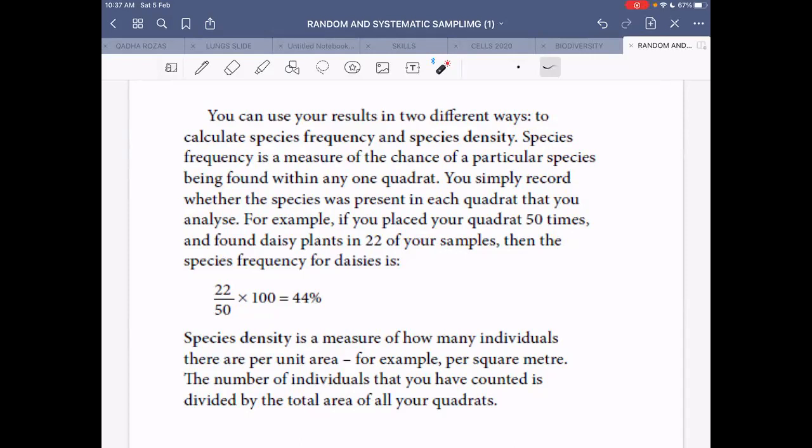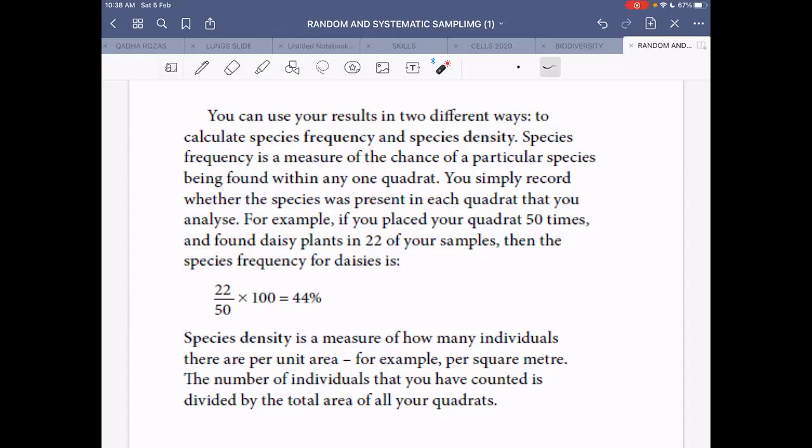Species frequency is a measure of the chance of a particular species being found within any one quadrat. ठीक? You simply record whether the species was present in the quadrat that you analyze. For example, एक एरिया आपको दिया गया है और आपने उस एरिया में 50 दफा क्वाड्रेट इधर उधर फेंके, right? You've used 50 quadrats and you found out daisy plants in only 22 of those quadrats. So a huge crop field, right? You have used your quadrats at 50 different places, and out of those 50 places, you only found daisies in 22 quadrats, right? So the formula for species frequency will be 22 upon 50 into 100, which is equal to 44%.